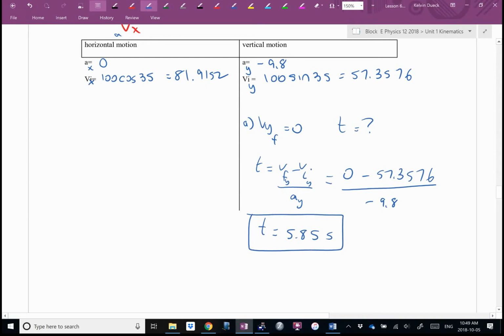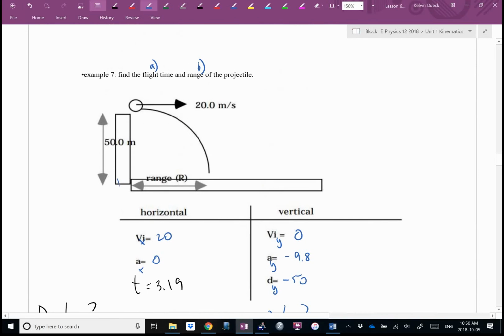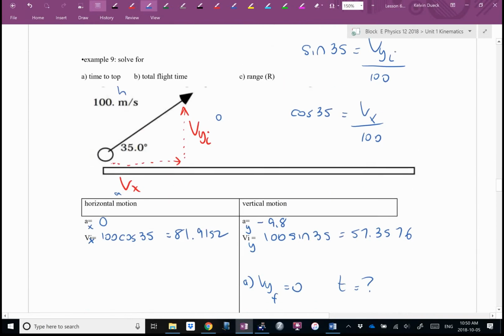Cool. Brian, what's B want me to find? Total flight time. How can I find that? Okay, one way to do it, because we're starting on the ground and ending on the ground, and this is the only time that works, this would not work for this question because we're starting up high and ending on the ground. This doesn't work for launching from a cliff, but if you're starting on the ground and ending on the ground, you can find the time to top and double it.